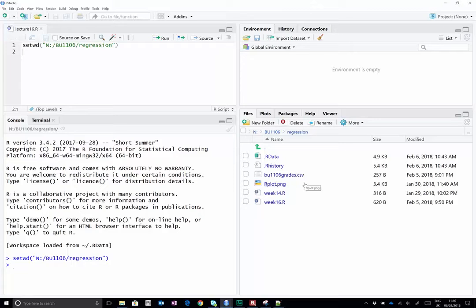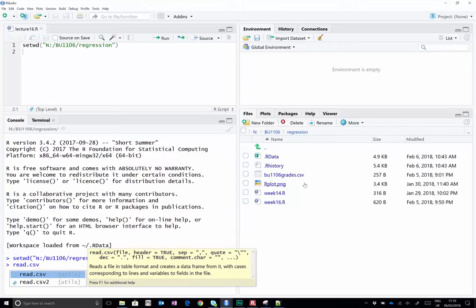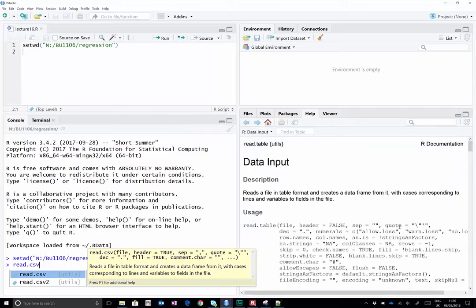Anybody remember what the command is called to read a CSV file? It's quite straightforward. It was read.csv, and as usual, while I type it in, you see the yellow box pop up. At the bottom here it says press F1 for additional help. If I want to know more, I just press F1 and look here in the bottom right, the help page popped up.